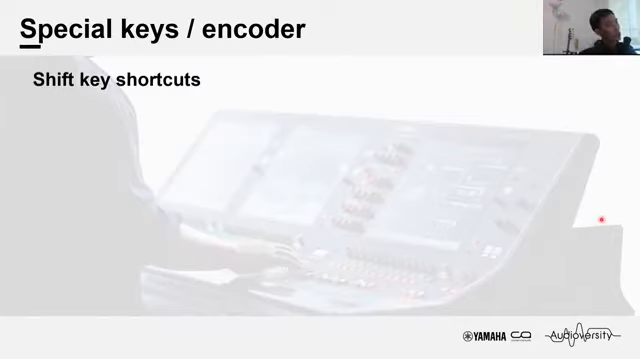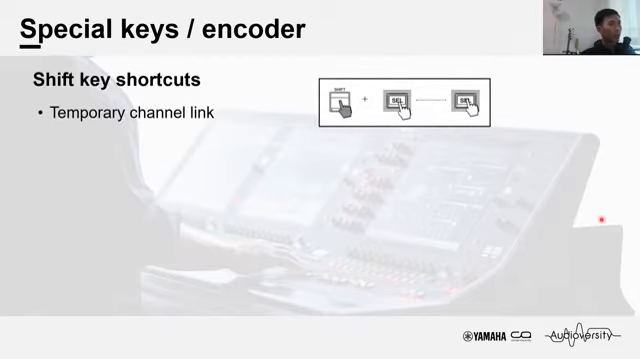Okay, on to our special keys, encoders, and shift key shortcuts. The shift key has quite a few functions and shortcuts, and these are some of the shortcuts that we use often and find quite useful. You'll find that the shift key can do a lot of global or multiple parameter changes, temporary channel links, stuff like that. So you can link a bunch of channels or set a bunch of parameters and basically copy them over a certain amount of channels. You can do it on all 288 channels, up to you.